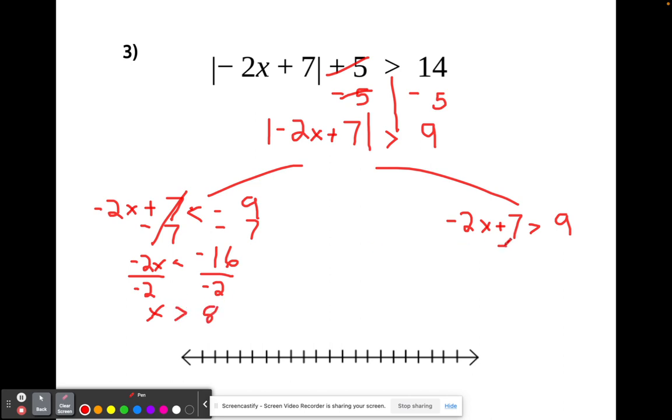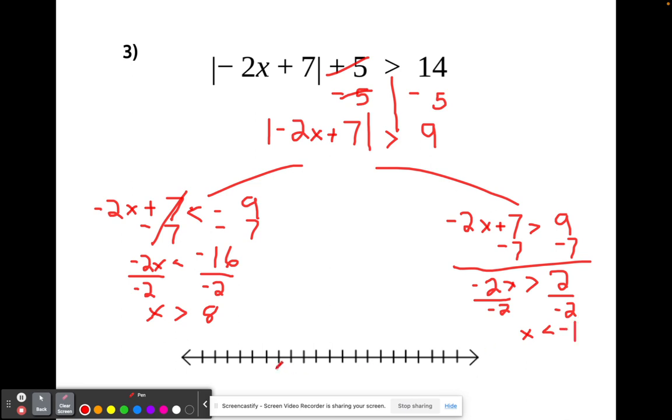Over here, I'm going to subtract 7 from both sides. And I have negative 2x is greater than positive 2. Divide both sides by negative 2. Again, I'm going to have to flip my inequality since I divided by a negative number. And I will have x is less than negative 1.